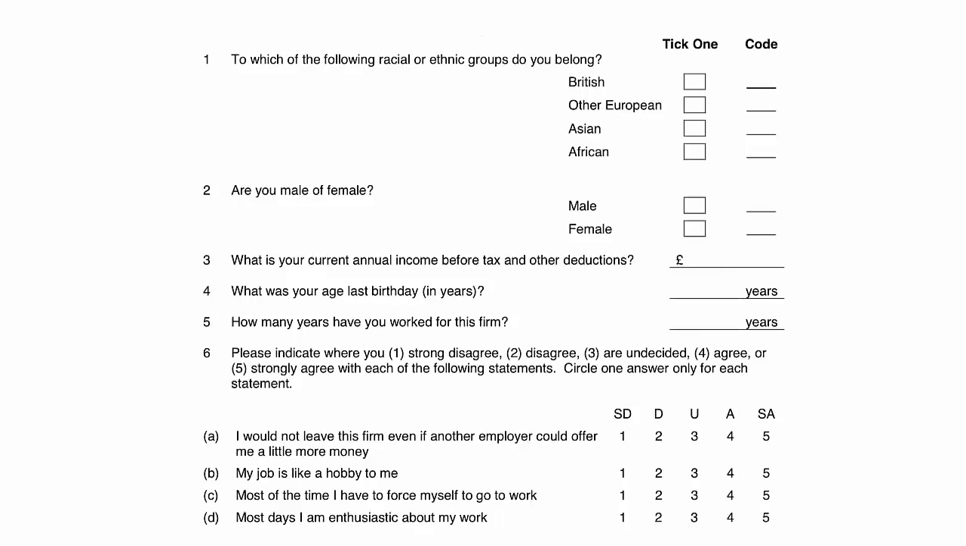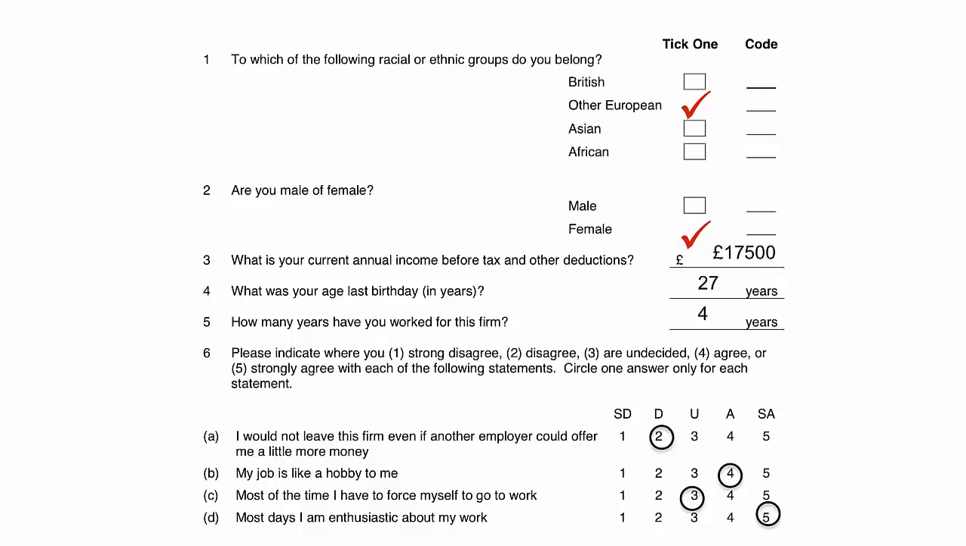This is an extract taken from a questionnaire concerning employment, and the extract consists of 6 questions starting from ethnicity, gender, income, and going to age and tenure with the firm, and finishing with some perceptual questions concerning employees' attitudes to their job. Now, here is an example that has been pre-filled by another European female who is 27 years old and has been with the firm for 4 years. And at the bottom you'll see her answers to those statements about the job.